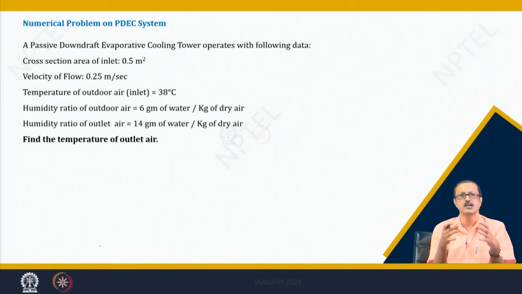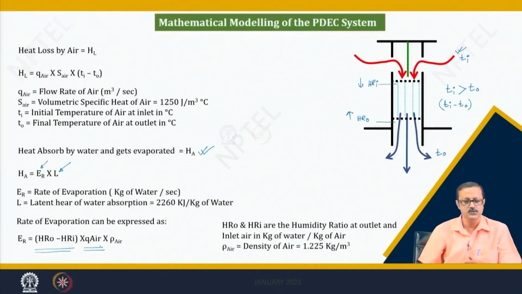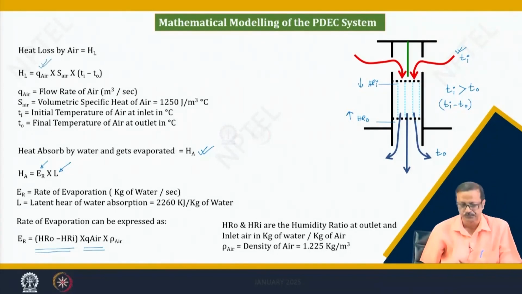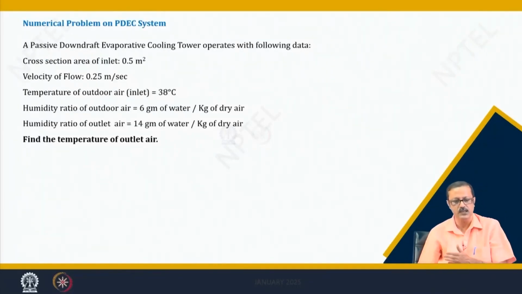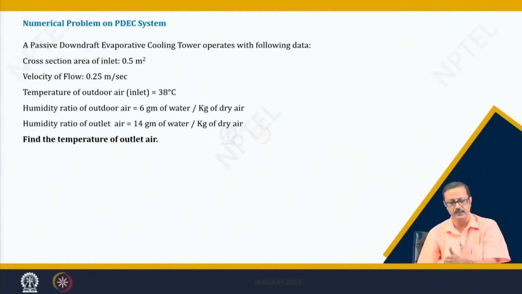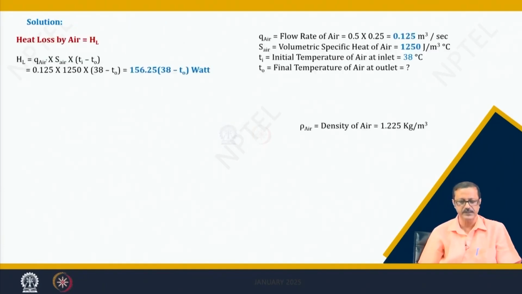The cross section area of the inlet is 0.5 meter square and the velocity of the air is 0.25 meter per second. So, I can find out this Q air by virtue of that. And then I also know the temperature of outdoor air is 38 degree, the humidity ratio in the outdoor air is 6 and the humidity ratio in the indoor air is 14 gram of water per kg. So, find out the outflow temperature. So, I have used this equation.